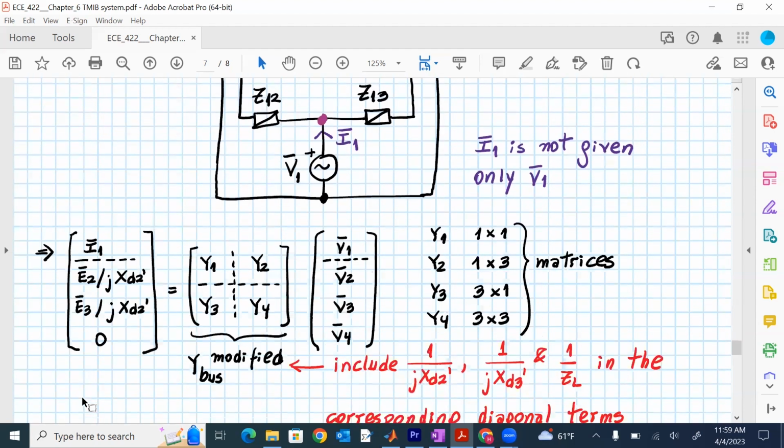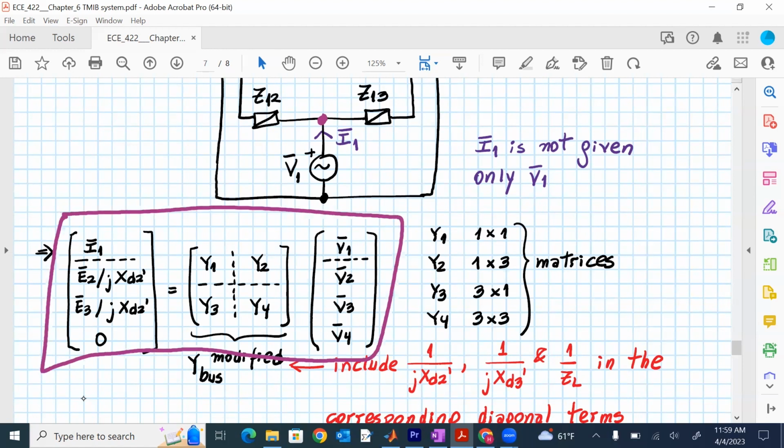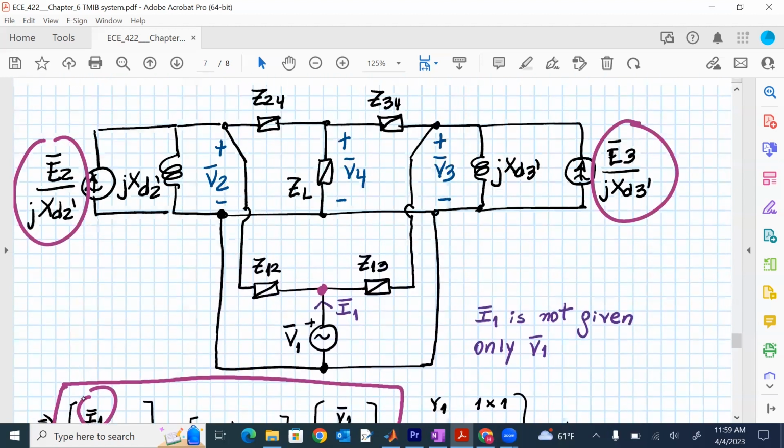So what we're going to do, we have the full matrix expression for the nodal analysis. We have the current injected at each bus 1, 2, 3, and 4. As we have considered that the load is represented as a constant impedance, we are going to add the admittance of this load to the modified Y bus of the system. The same thing we will do with the impedances from generator 2 and 3. We need to add this to the modified Y bus of the system.